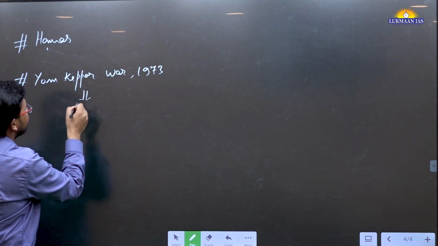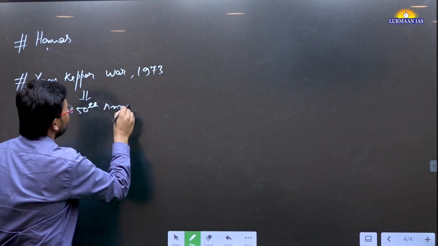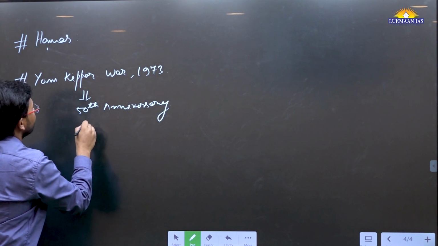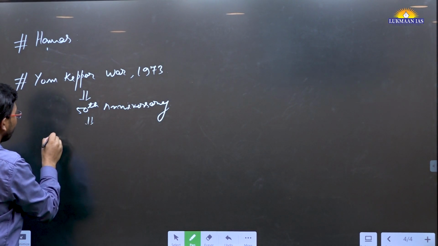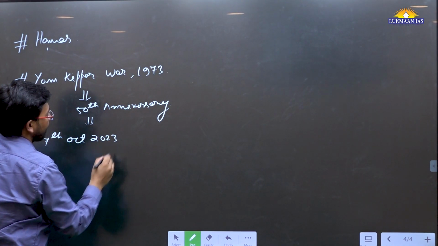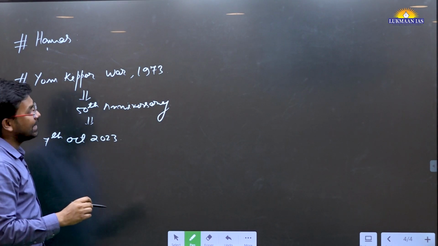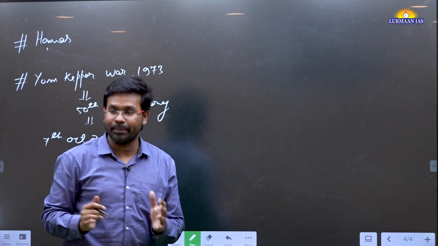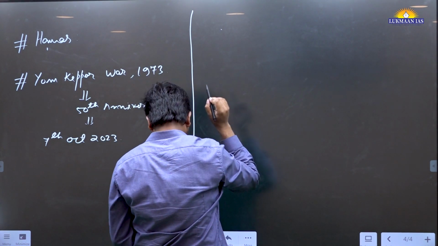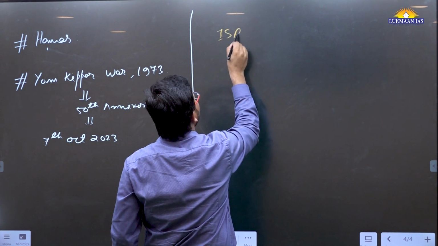So on the eve of the 50th anniversary of this war, on 7th October 2023, Hamas carried out an attack on Israel. Let's discuss the capability of Israel. As a country, we need to understand the strength of Israel.